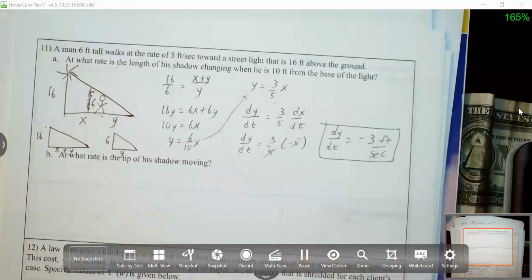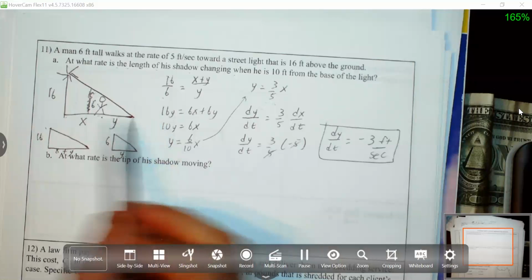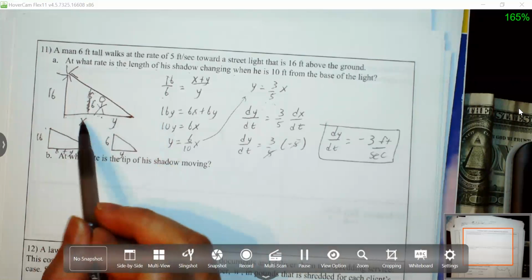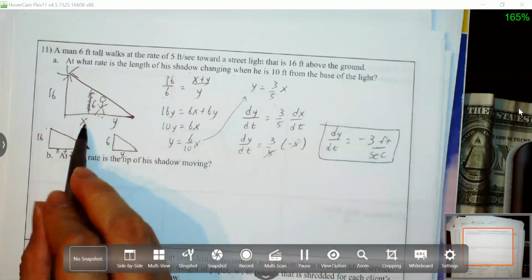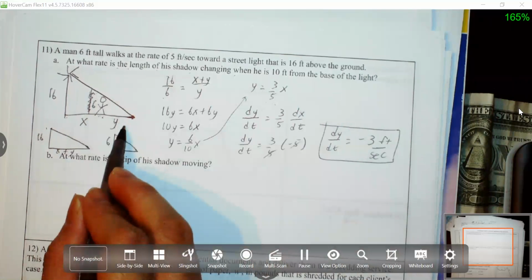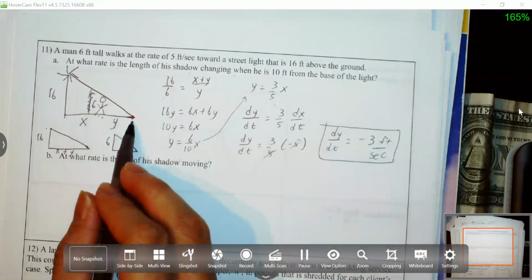Letter B is pretty straightforward. At what rate is the tip of his shadow moving? The tip of the shadow is actually kind of easy, because it can be found from just adding x and y. So once again, this is the tip. So x plus y is the total distance of the tip of the shadow.